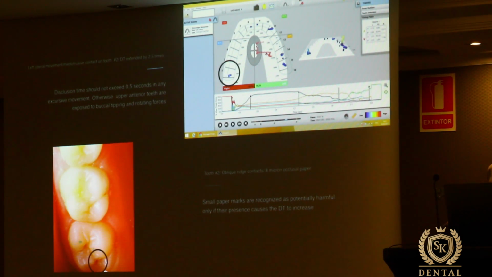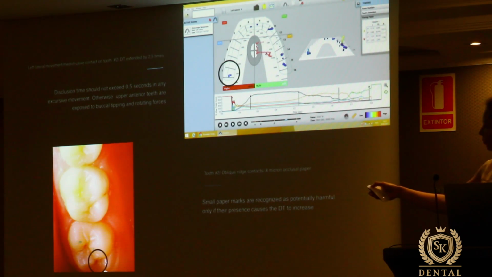Unfortunately, it can't be clearly seen, but the disclusion time in this case is 1.1 seconds. It's about 2 times more than we have to expect, and so our aim during this stage is to alter tooth position so that we can decrease this disclusion time.